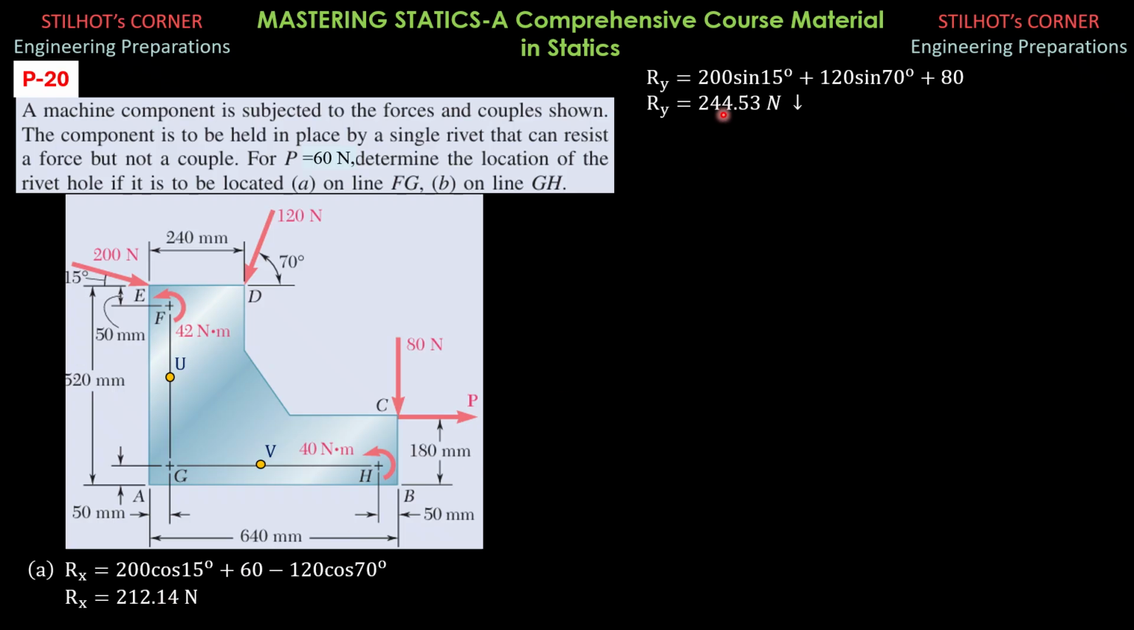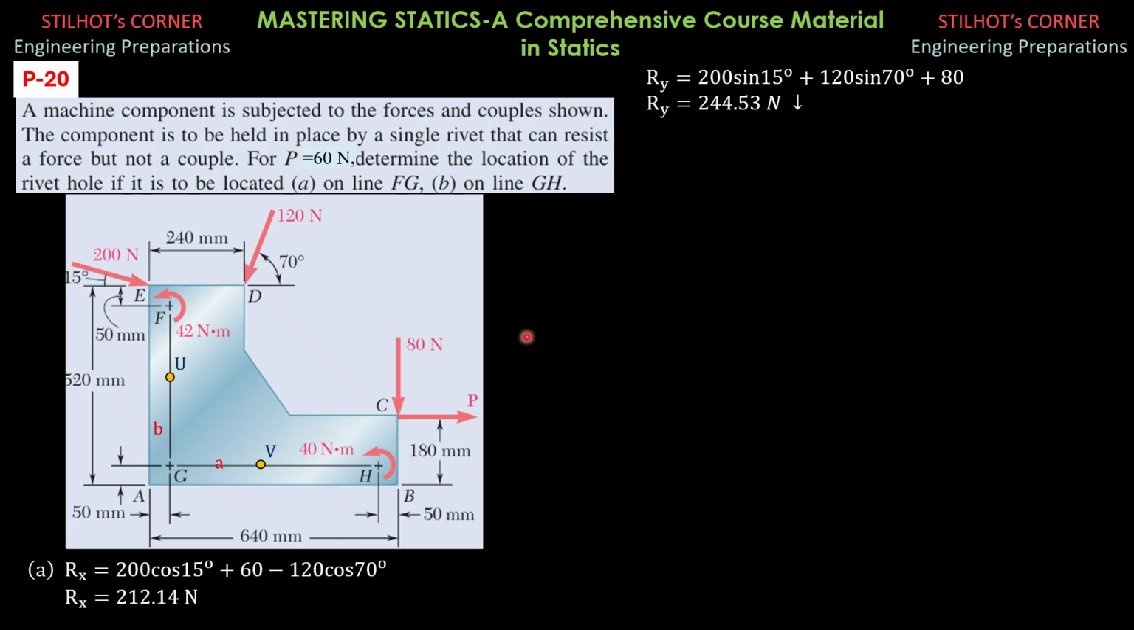So the resultant, if we express it in vector form, is 212.14 i minus 244.53 j. Now, these are the two rivets, and the idea is moment about these two points would be zero because, as mentioned here, this system can be replaced by a single rivet that cannot resist a couple. So these are the locations of the rivet, if the rivet is placed on line FG, and on line GH.